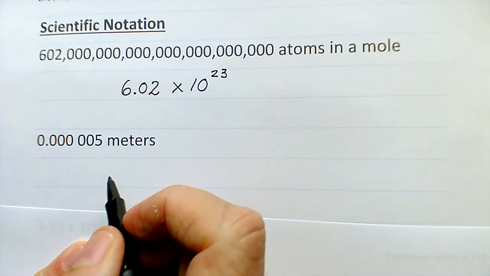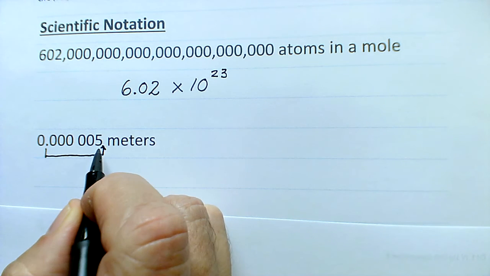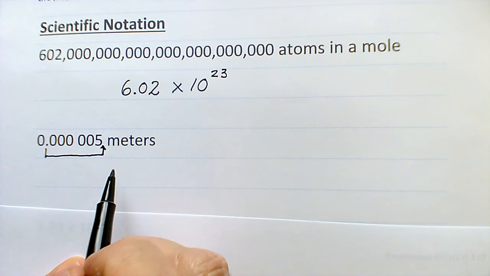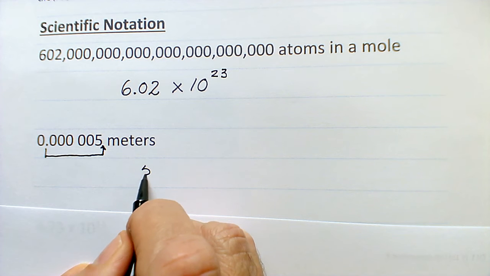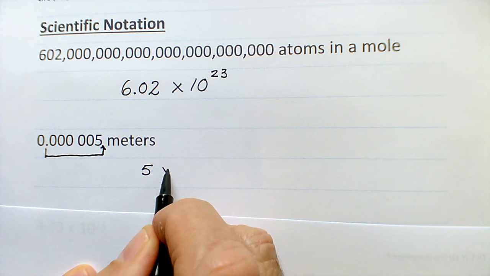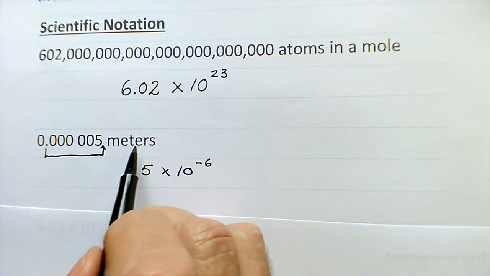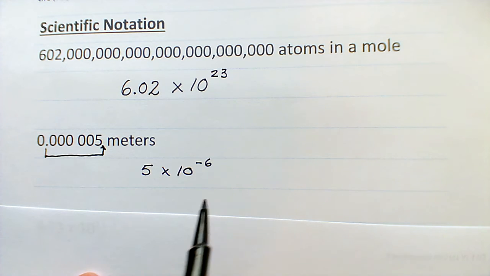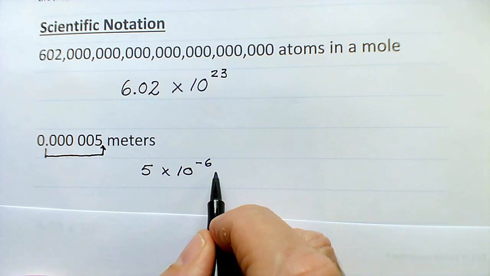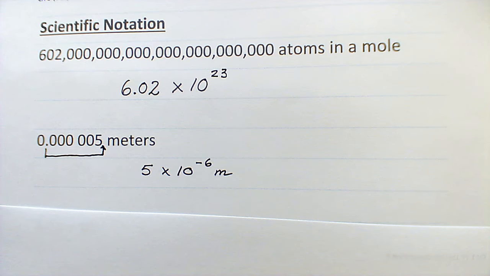And then when we write very small numbers, you're going to move the decimal again to the right, in this case, and stop it after the first non-zero. So we're going to write this number as 5 times 10 to the negative 6. And this represents the typical width of a single-celled organism. And that's why I chose this one. So 5 times 10 to the negative 6 meters.